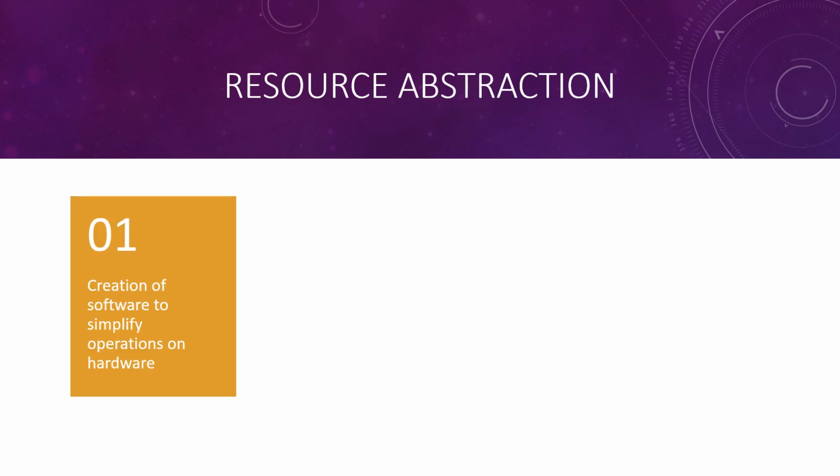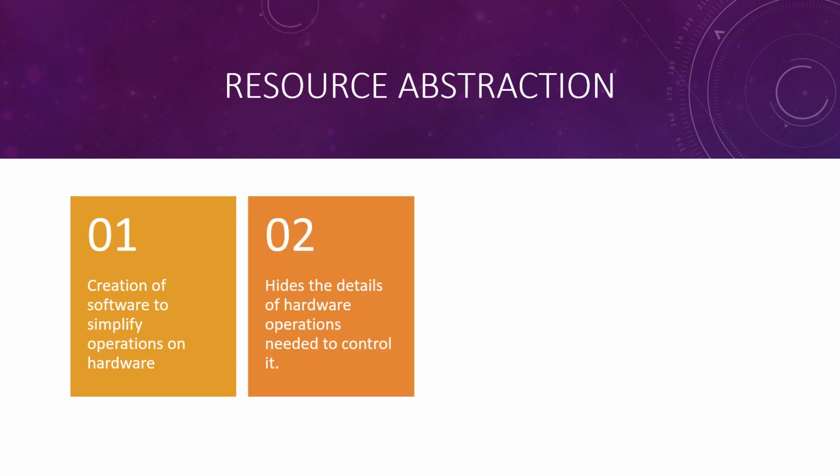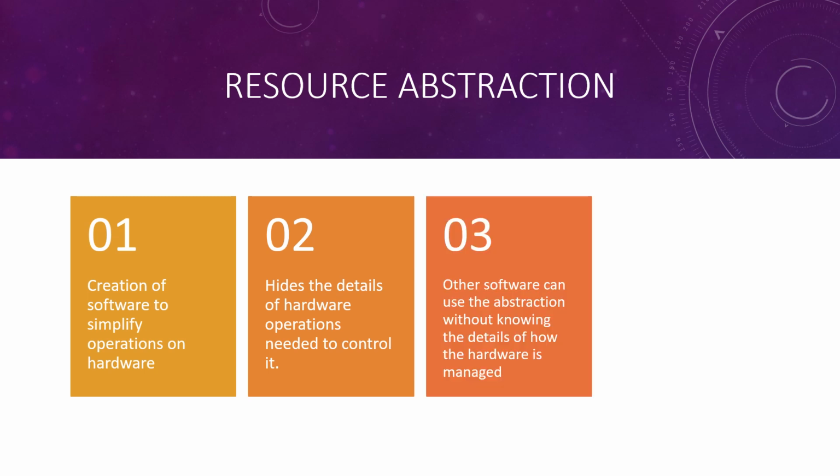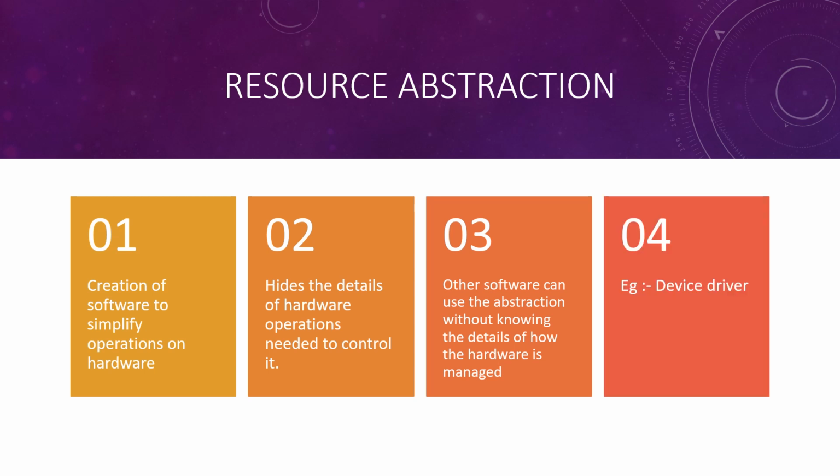Now let's see resource abstraction. First is creation of software to simplify operations on hardware. Then it hides the details of hardware operations which are needed to control it. Third is other software can use the abstraction without knowing the details of how the hardware is managed. For example, device driver. Now let's learn about Linux.